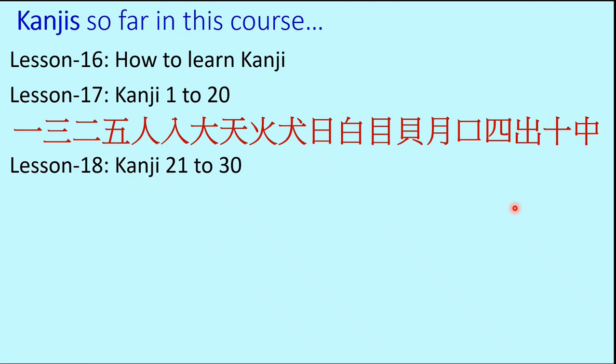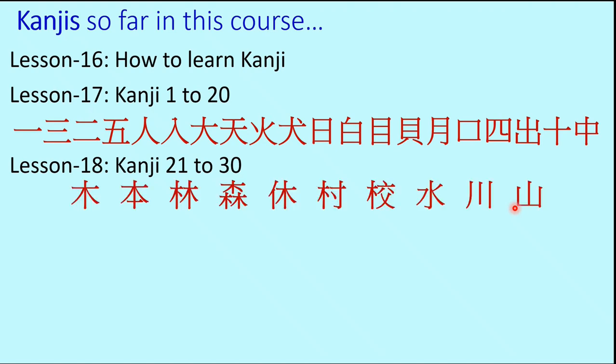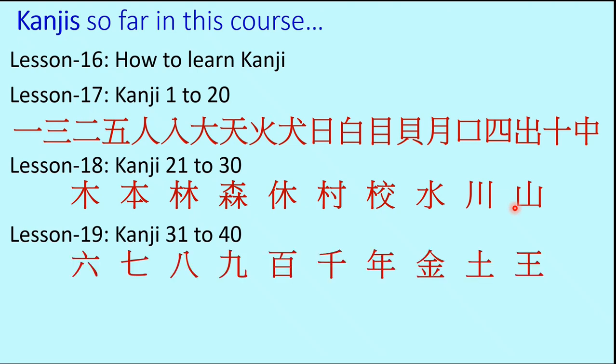Lesson 18 had kanjis from 21 to 30 and that had the tree radical and several other characters derived from the tree radical like the roots, then forest and woods, village and so on. Then we learned about the water, mountain and river radicals as well. Likewise, lesson 19 had kanjis 31 to 40 in which 6 to 9 numerals, 100,000 numerals and kanjis for year, gold, king, earth, and a few more were discussed.